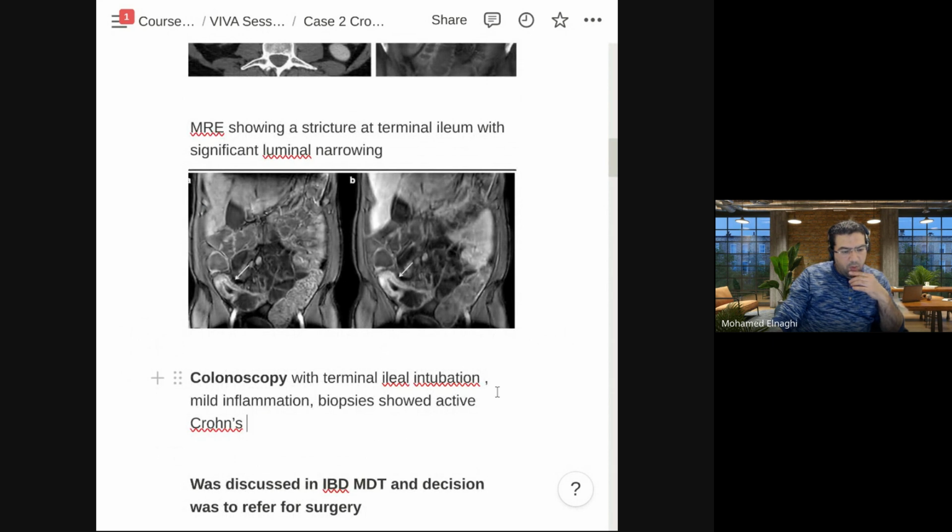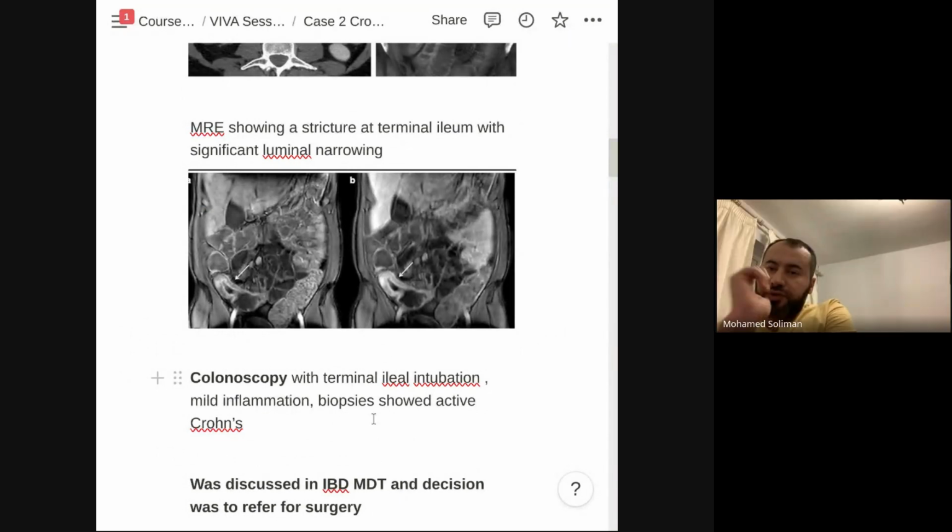So the patient was discussed in the IBD MDT, and the decision was to refer for surgery. So now the patient is in front of you, and you are going to discuss the options for surgery. Okay. So first of all, with all this information, are you convinced that this patient needs surgery, or are you going to refute the decision of the IBD team?